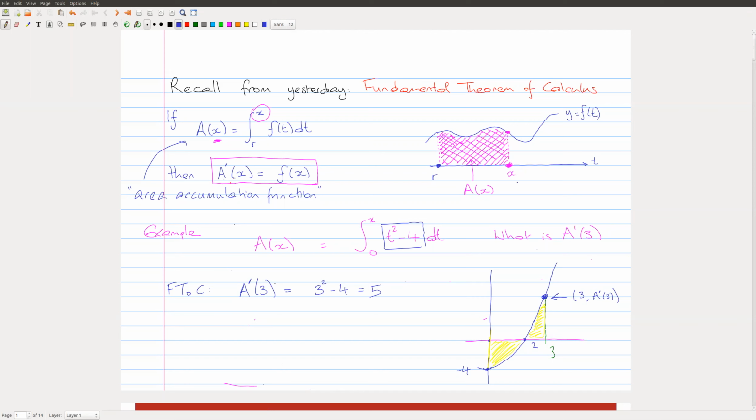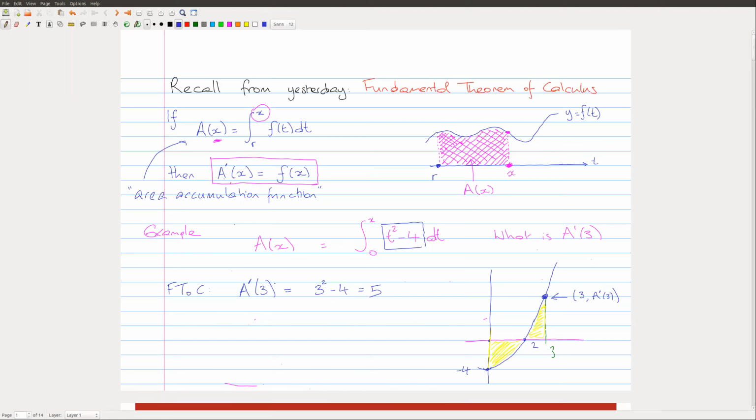So yeah, I think the thing that can make these questions a bit tricky is that there's so much information around, and you have to identify what exactly it is that you're asked for. What's the function whose derivative you're looking at? Is it the area accumulation function, or is it the f, or is it something else? And figure out exactly how you can apply the fundamental theorem.